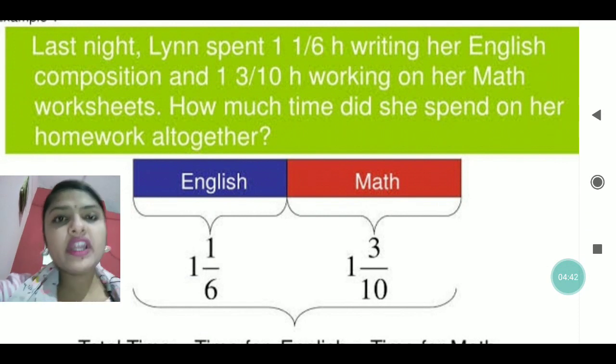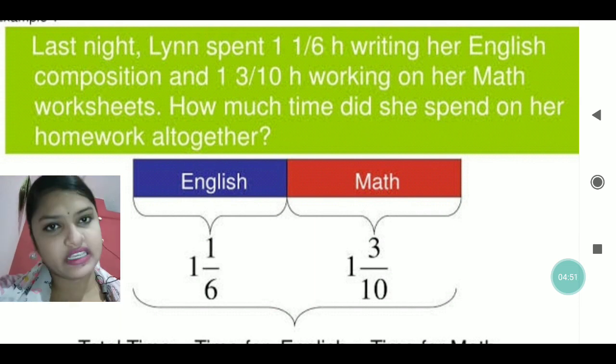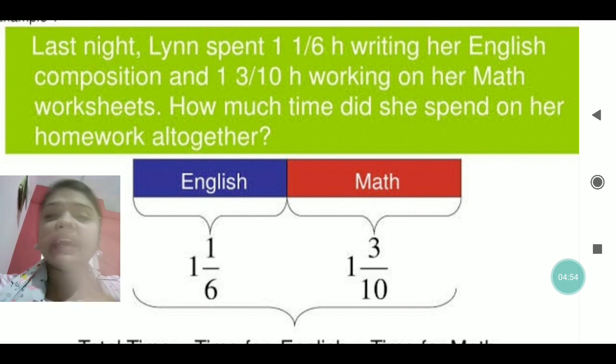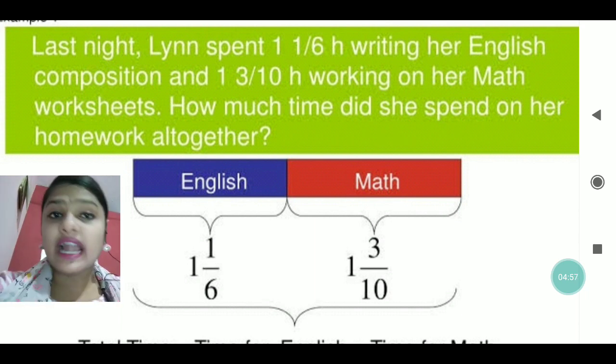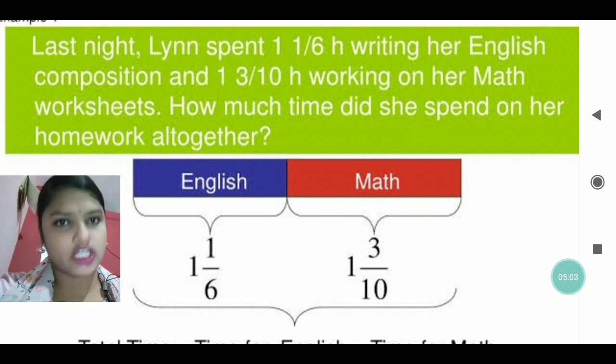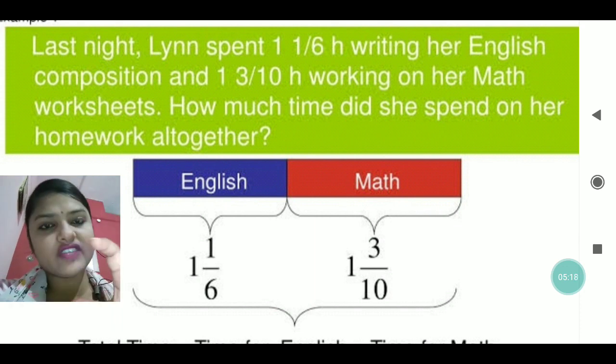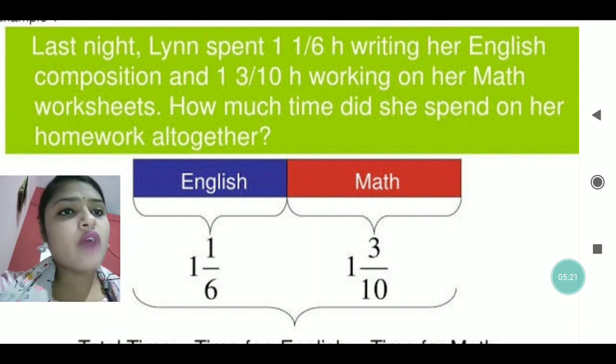In this question, see what is written. First read the question nicely, otherwise you will never understand what the question is asking. Last night means the night which has gone. Lennon spent 1 1/6 hours, given in mixed fraction, H for hours, writing her English composition, and 1 3/10 hours working on her maths worksheet. A worksheet is a kind of sheet on which they practice. How much time did she spend on her homework together?